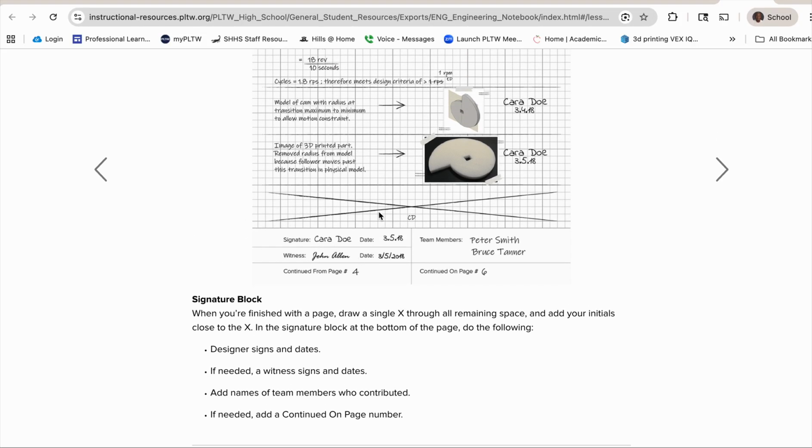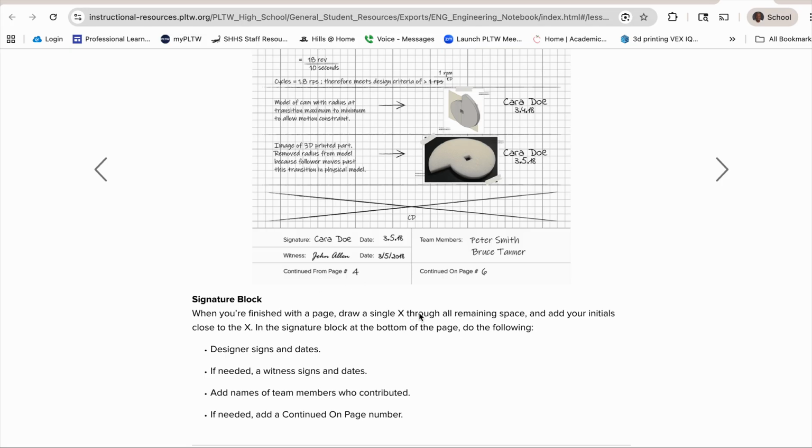Then, if you're not going to use the rest of the page, and you only have a small portion of the page left, draw a horizontal line across it and initial it. That says I'm not going to use the rest of the page. Sign and date it. You won't need a witness unless it's something that we need to get backup on. If we're working on something as a group, our team members' names go there also.